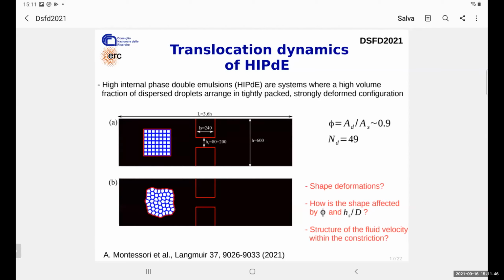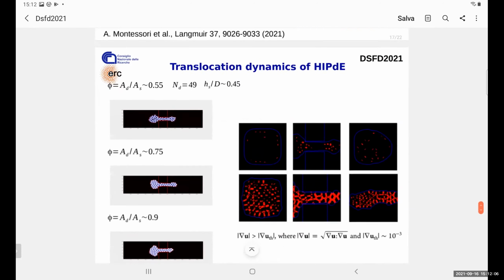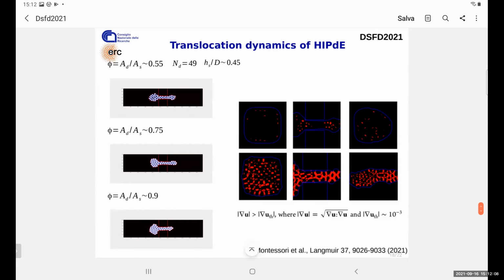Does the shape deformation become permanent, or for some reason are the droplets restored to the initial shape? How does this depend on phi and on the ratio between the vertical size of the constriction and the typical diameter of the emulsion droplets, and what is the structure of the fluid velocity, in particular in the constriction? These are the results we got, and I'm showing here the last movie.